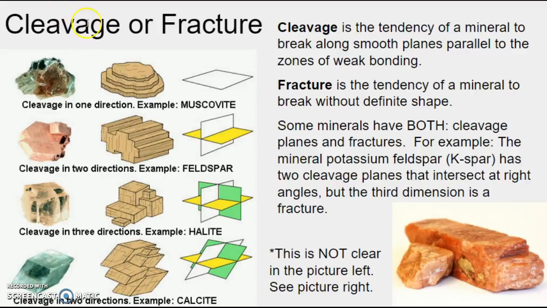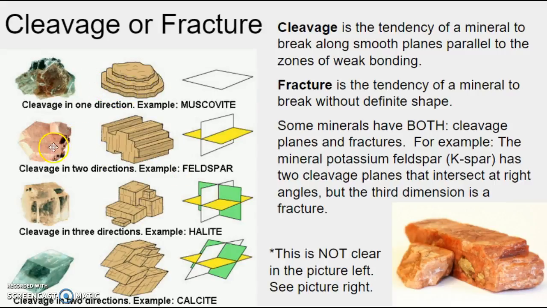So here we're going to move on into cleavage or fracture. Cleavage is the tendency of a mineral to break along smooth planes parallel to the zones of weak bonding, whereas fracture is the tendency of a mineral to break without definite shape. So some minerals actually have both. Here we have muscovite. It cleaves very nicely in one direction.